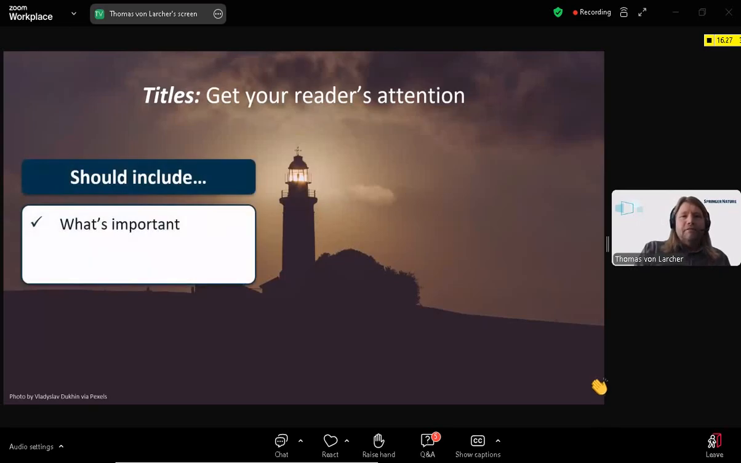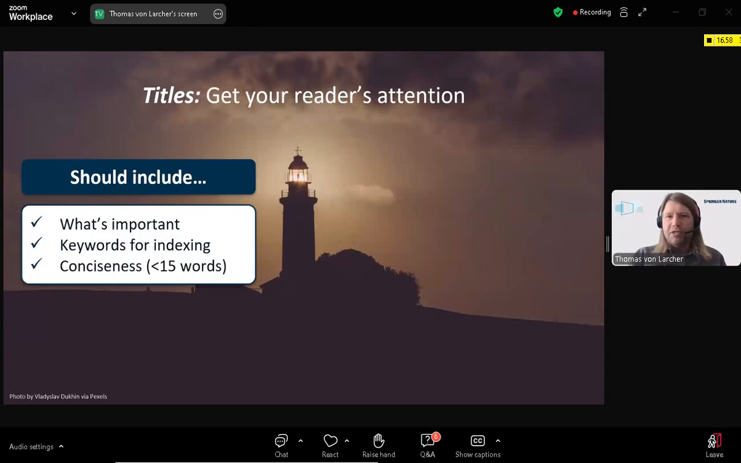So your title, this is what I think at least, should include what's important, right? The key message, your key findings. And also it should include some keywords for indexing. Why? Because scholarly databases use both titles as well as keywords for their keyword databases. And as I said, keep your title as concise and precise as possible.